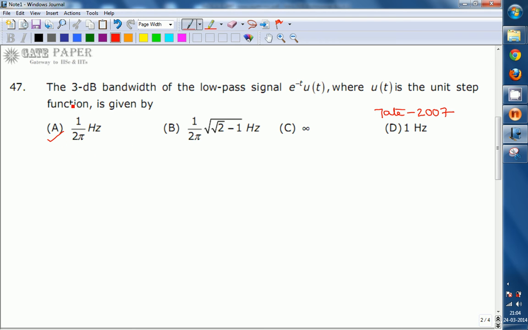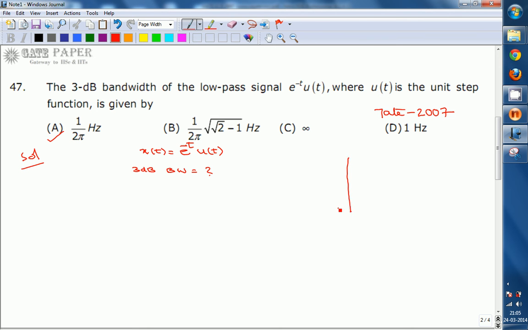Coming to the solution, given that the low pass signal x of t equals e power minus t u of t. In order to find the 3 dB bandwidth, we need to convert this x of t from the time domain to the frequency domain, and by drawing the magnitude spectrum we'll find the 3 dB bandwidth.